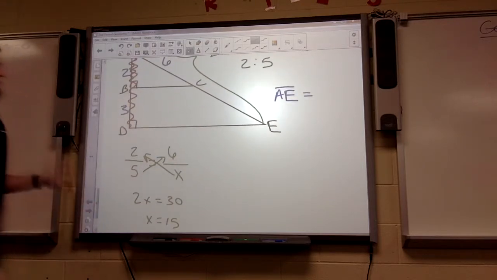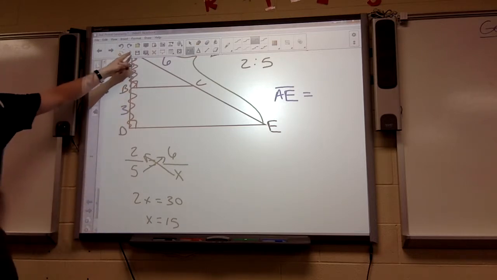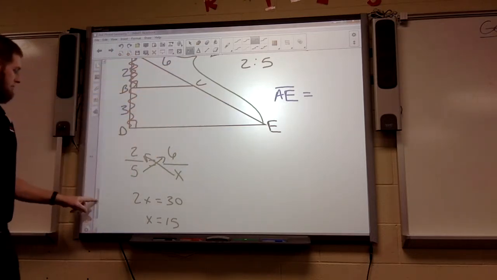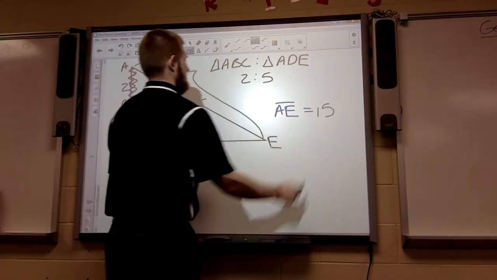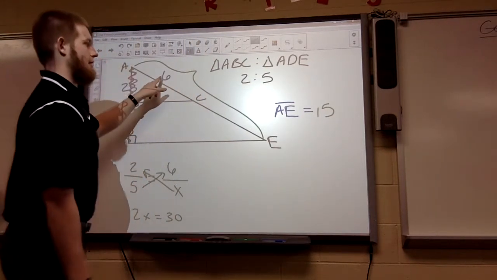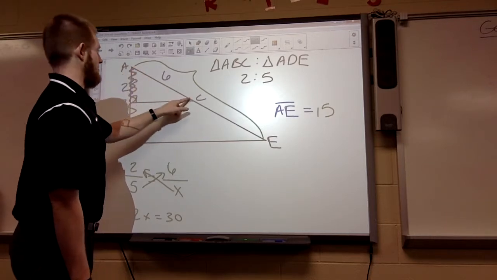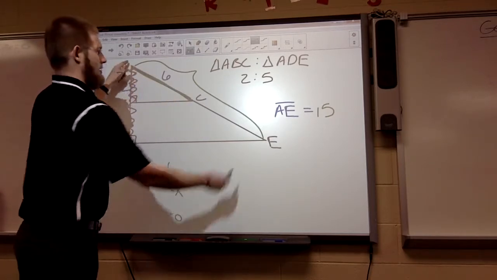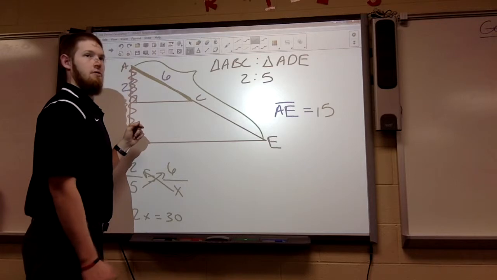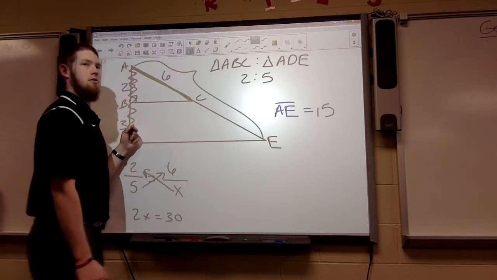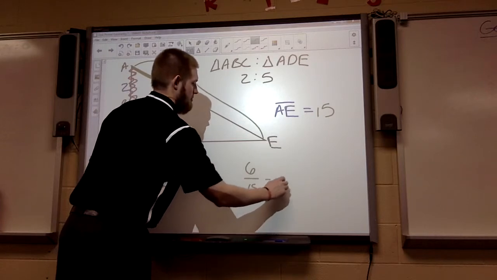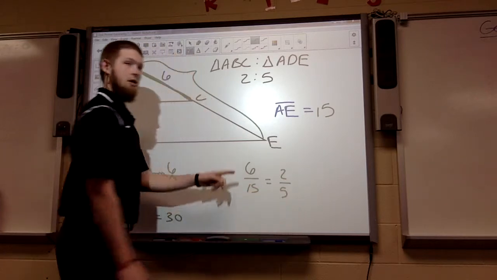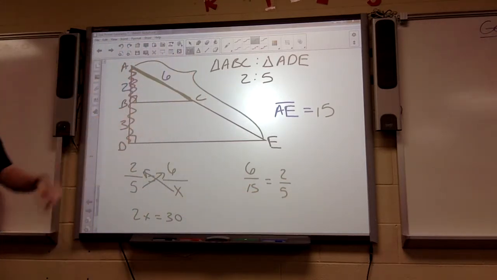If the whole side is 15 now, right? You guys agree with that? Yeah. AE is 15. Does that mean my triangles are still 2 to 5? If I compare 6 and 15 and get 2 to 5? Yeah, because I divide by what? 3, because 6 over 15, divide that by 3 is equal to 2 to 5. Should it be? Yeah, it should be, and it is.